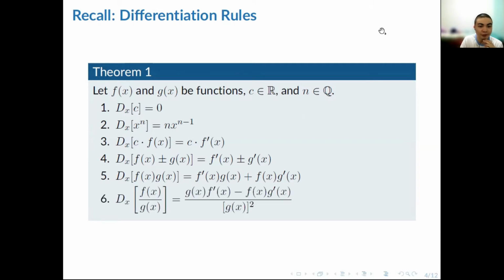Tapos, quotient rule naman, ayan. So, yung derivative ng quotient ng dalawang function is equal to the second function rather times the derivative of the first function minus the first function times the derivative of the second function all over the square of the second function. So kung gusto niyo ng mnemonic dito, it's low d high minus high d low over all over low squared. So yon.